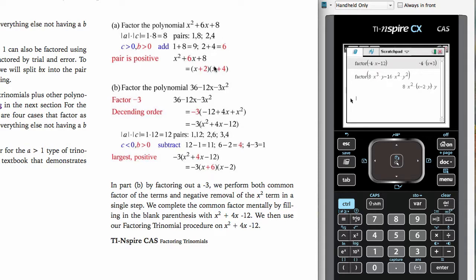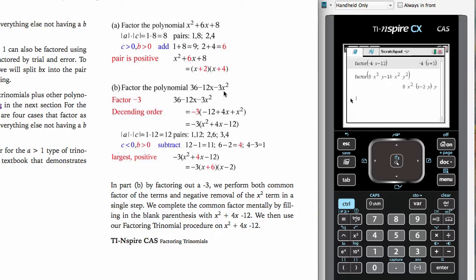X times x is x squared, 2 times x is 2x, 4 times x is 4x, add those two together, get 6, take the 2 and 4 and go together and get 8. I probably should have gone in the normal order where we take the x times x and get x squared, the x times 4 and get 4x, the 2 times x and get 2x, and the 2 times 4. I kind of went in a different order when I did this.